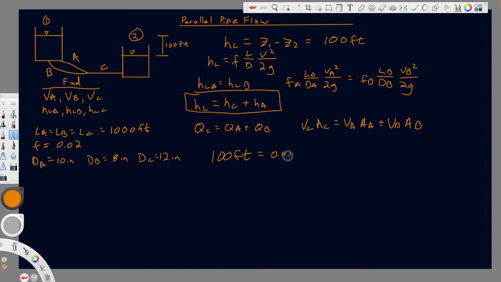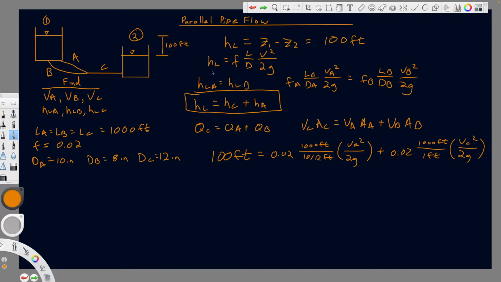So 0.02 times our 1,000 foot. This one was, let's do it with VA. We're starting with A. So we'll say 10 over 12 feet times VA squared over 2G. And then we'll add to that our head loss of C, I should say, 0.02, again 1,000 foot, over 1 foot, times VC squared over 2G, okay?